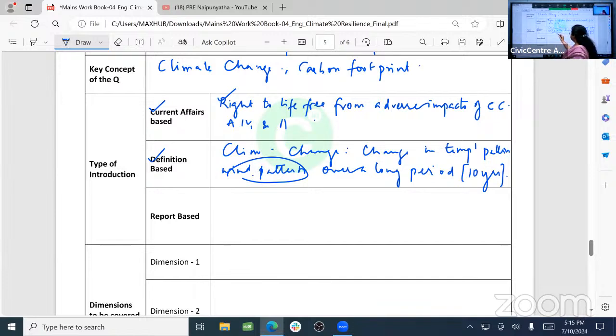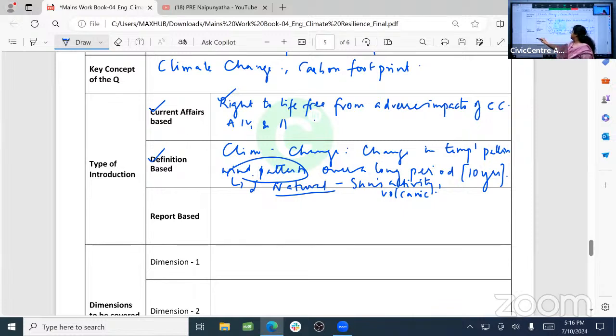Now climate change is again of 2 types. There are climate changes that happen due to natural phenomena like the sun's activity or volcanic eruptions, right? Even through volcanic eruptions, you can see that there is sulfur dioxide being emitted, which is also a greenhouse gas, and the surface temperature of the earth rises.